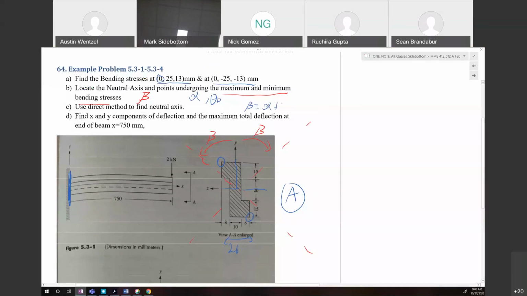Beta is just equal to alpha plus theta p. Once we have those two, the last part of the problem asks us to find the deflection within the y and z components at the end of our beam. So we just want to figure out what is delta x, delta y, delta z at the end of our beam. So this should be y and z, not x and y. Then we want to find what the maximum value is.